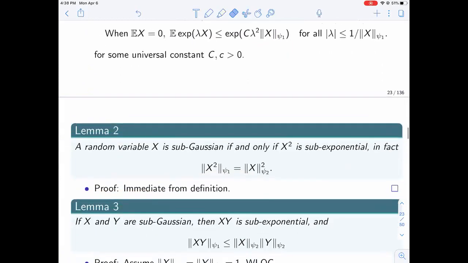So now something more interesting: if you have a random variable which is sub-Gaussian, then x squared is sub-exponential, and vice versa. So this is if and only if. In fact, this can be written nicely as this identity: the psi-1 norm of x squared is the psi-2 norm of x, squared. So if the psi-2 norm of x is finite, then the psi-1 norm of x squared is finite, and vice versa.